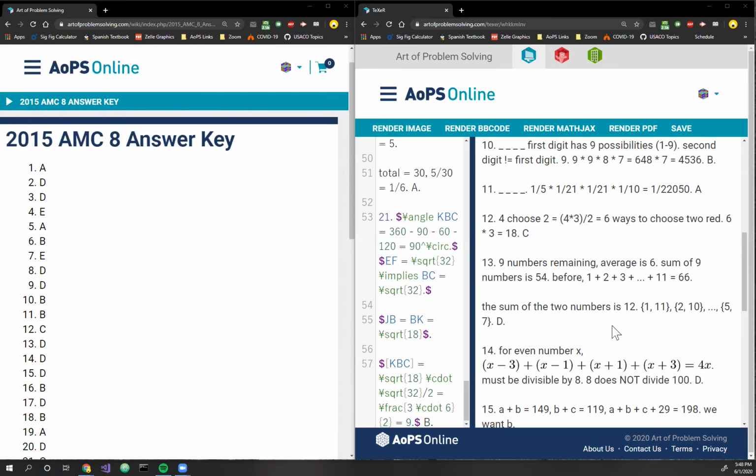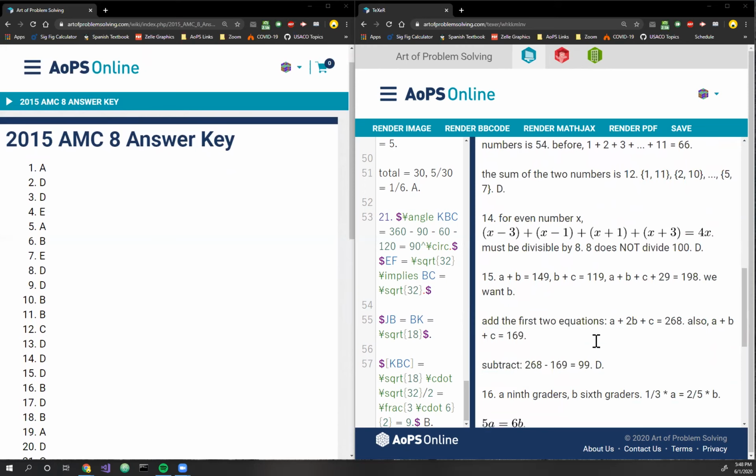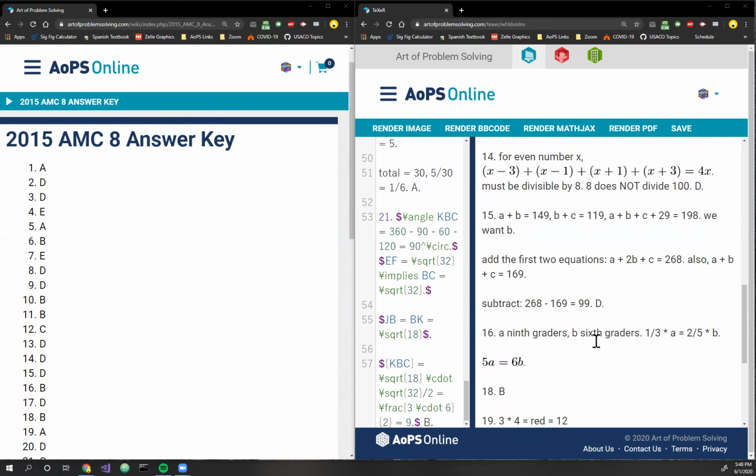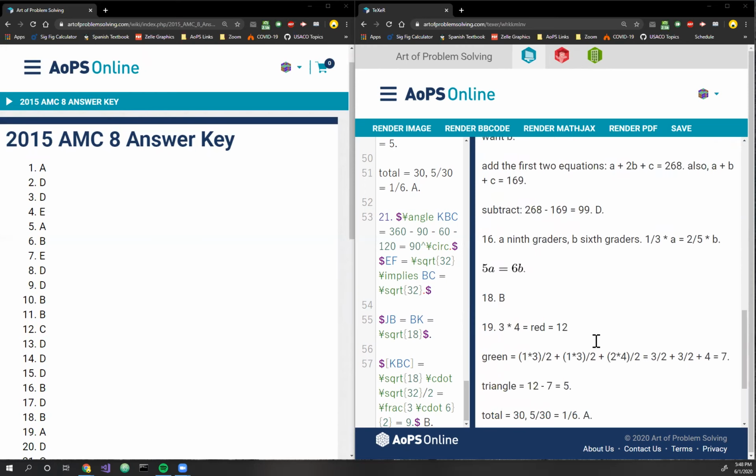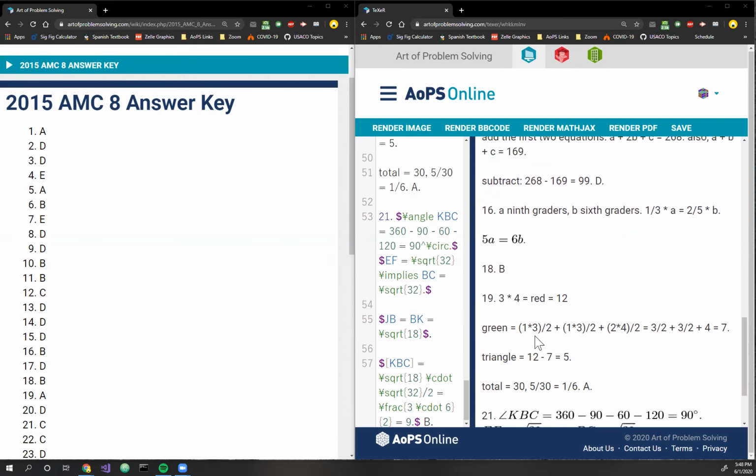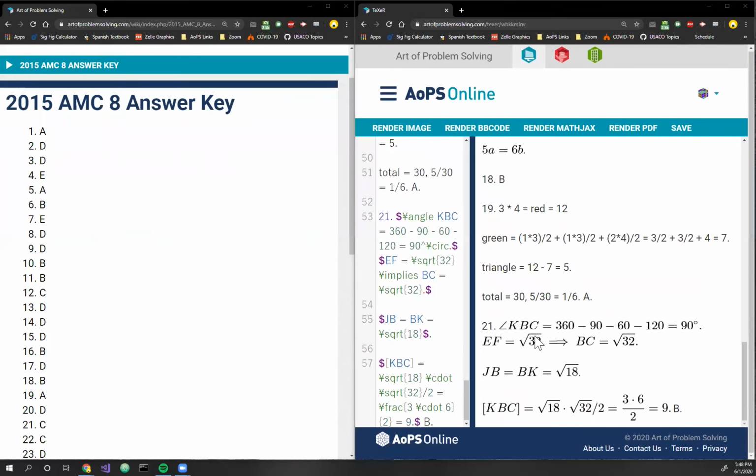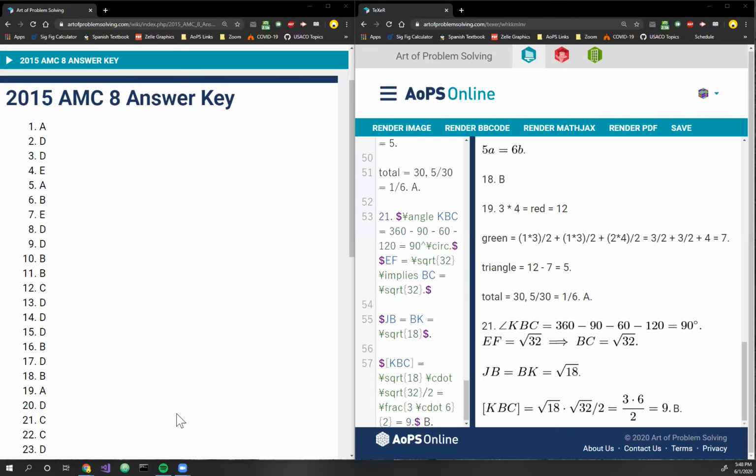Okay, so 14's D, D. We skipped 16 because you didn't want to do it. 18 was B, 19 was A. And oh, I got 21 wrong. Okay, so we got around 17-ish.